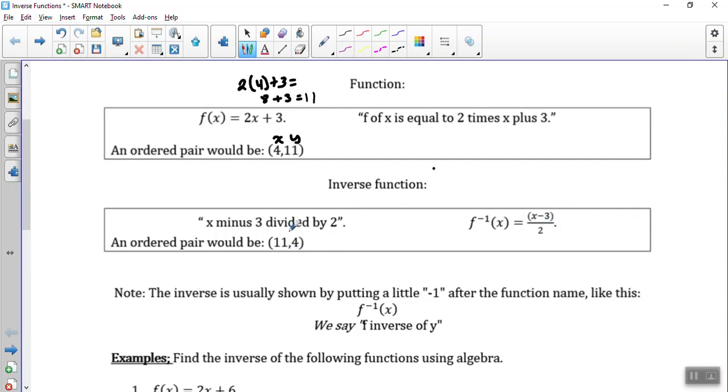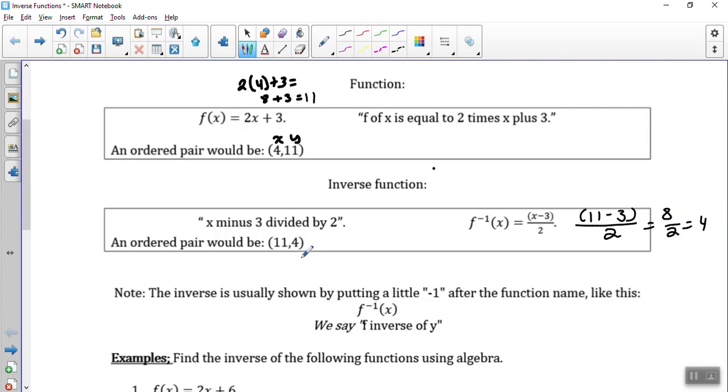Okay, but the more important thing I wanted to show you here is if this is the function 2x plus 3 and this is the inverse x minus 3 divided by 2, the ordered pair should get switched. So here I have 4, 11, and then my inverse would be 11, 4. Let's just check. What's my x here? My x here would be 11. So 11 minus 3 divided by 2. 11 minus 3 is 8, divided by 2 gives me 4, which is what we want.